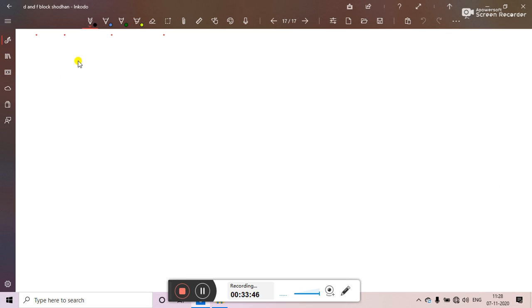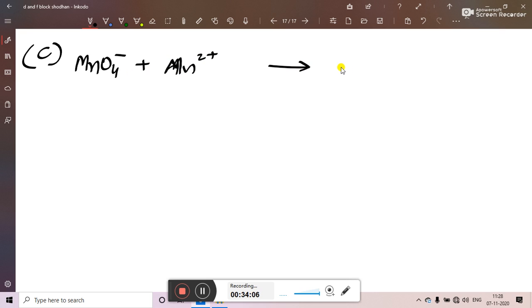Thereafter, permanganate ion can also oxidize manganese ion. So that is the third reaction, and this reaction is present in neutral medium. So in neutral medium, permanganate ion will get converted into manganese dioxide, and Mn2 plus ion will also get converted into manganese dioxide.